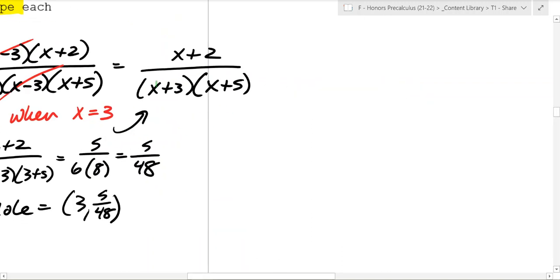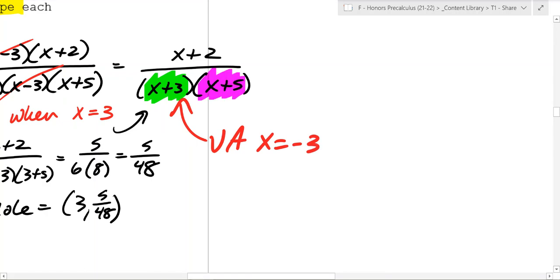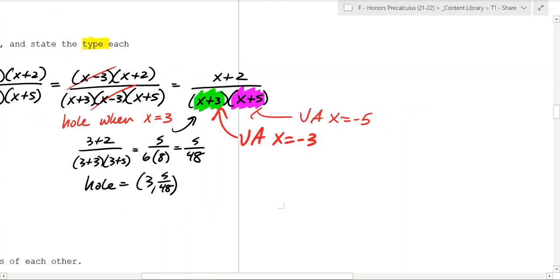Well, now you can't take away this x plus 3, so that means there's going to be a vertical asymptote at x equals negative 3. And then right here at x plus 5, it means that there's going to be a vertical asymptote at x equals negative 5. Those are the two things that make the denominator equal to 0. But let's take a look now for the end behavior.